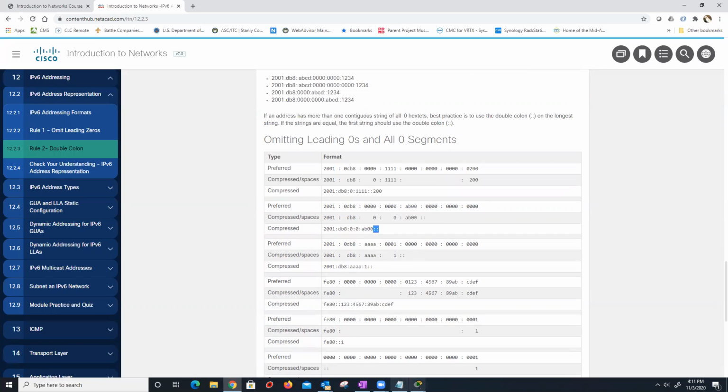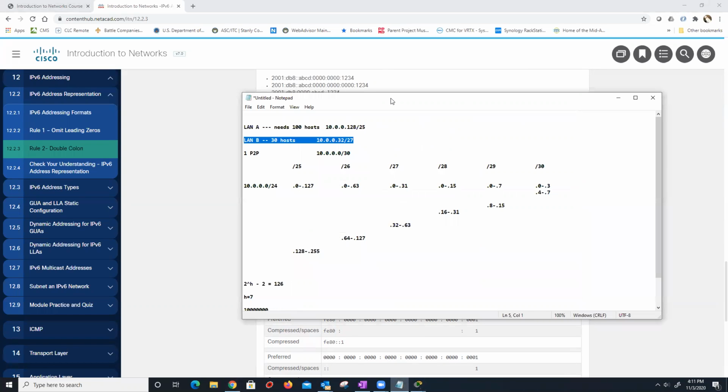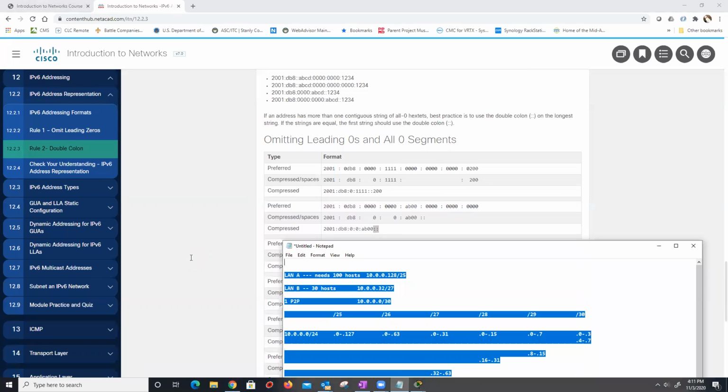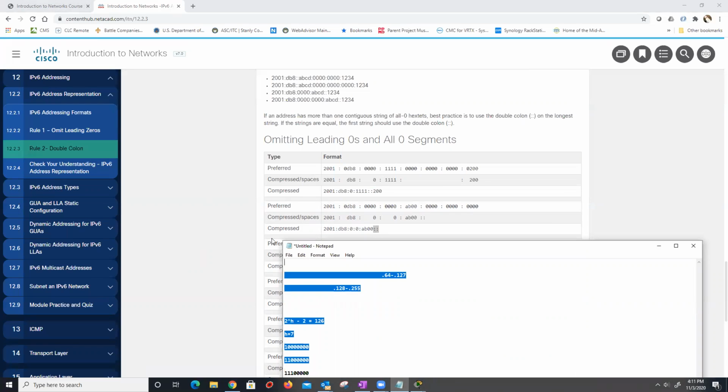You could not, however, put a double colon here and a double colon here, because at that point, if you did that, let's think about that. Let's imagine if you had this. 1, 2, 3. So there's 3, so we know we've got to have 5 more hextets somewhere. So is this 3 sets of zeros and this 2 sets? Or is this 2 sets and this 3? You don't know. So that's why you cannot do that.